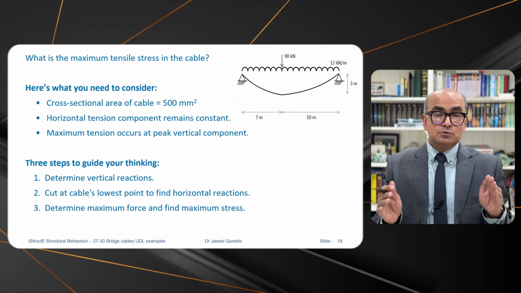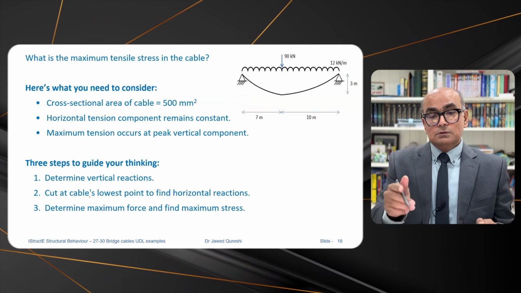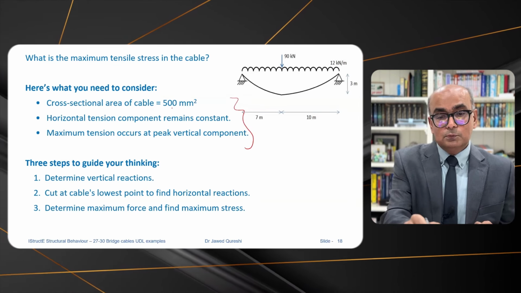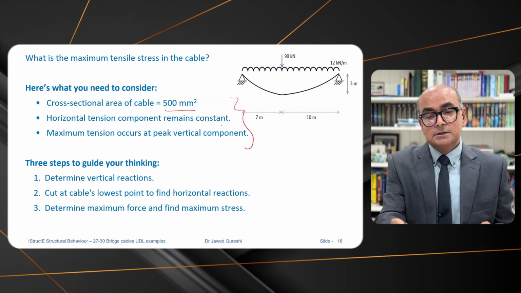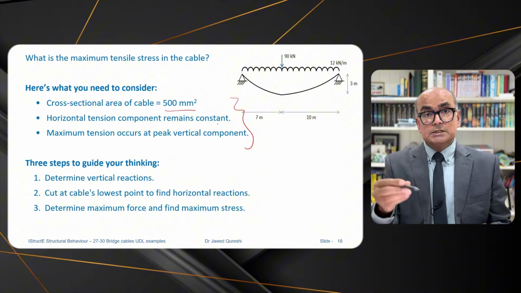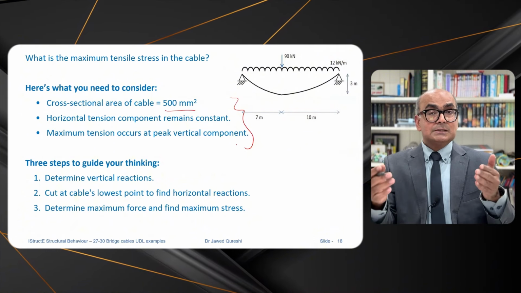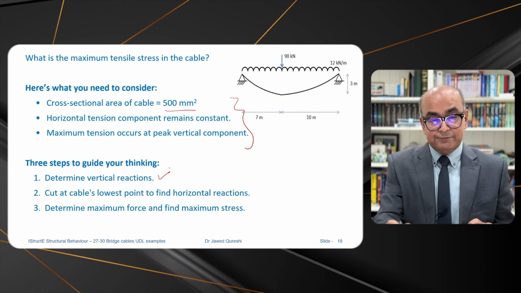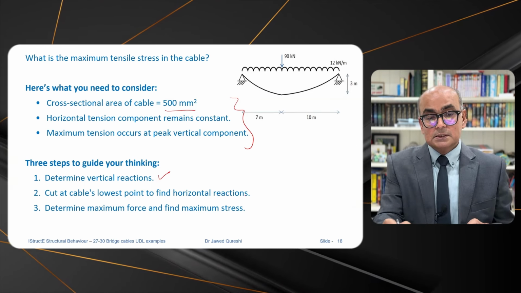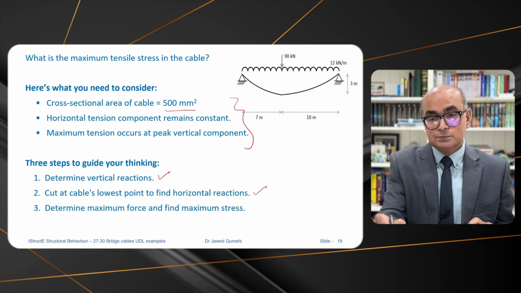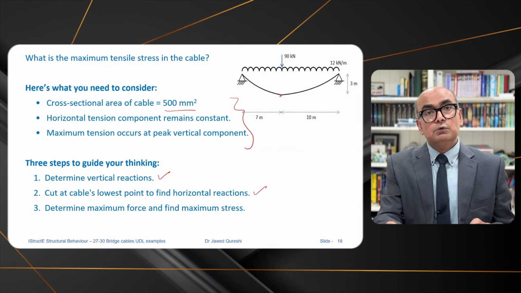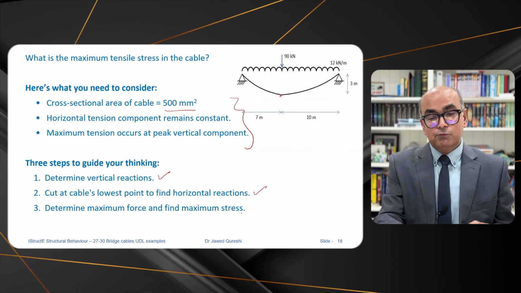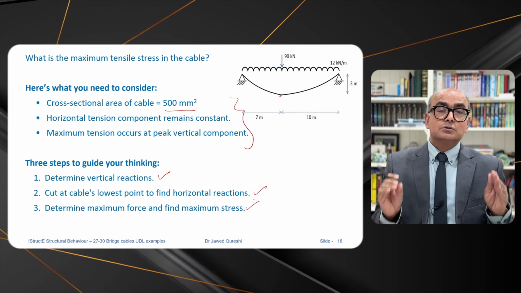But before you watch this tutorial for the third example, solve this question yourself. Here we have cross-sectional area 500 millimeters square and horizontal tension remains constant. Where the vertical component is maximum, you will have maximum tension. First, you have to determine the vertical reaction. This is the first step. Second step is cut at the cable's lowest point to find the horizontal reaction. So we have to cut at the lowest point, which I think will be this point. And then we have to determine the maximum force and find the maximum stress. These are 3 steps. I will exactly follow these 3 steps to solve this question.